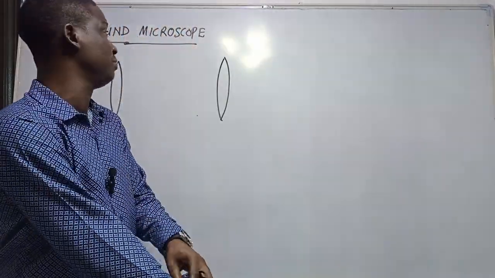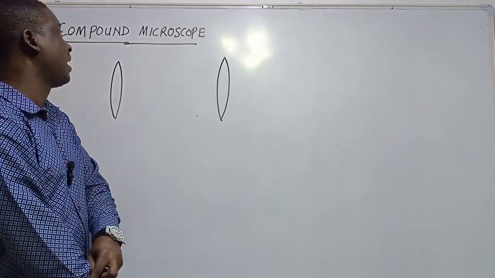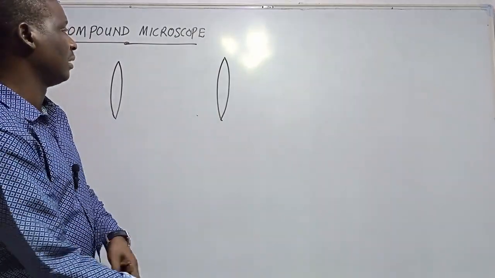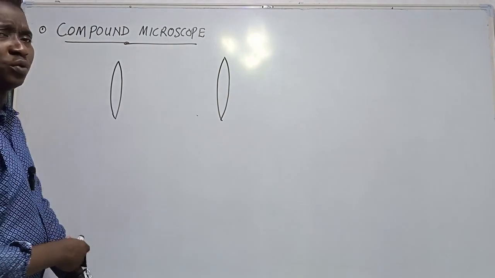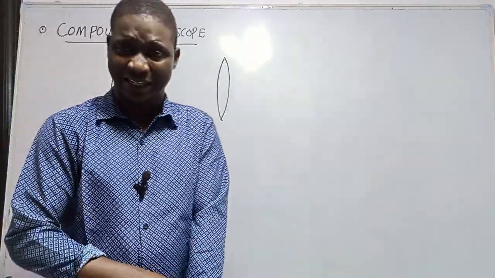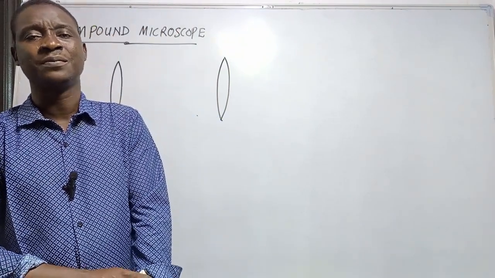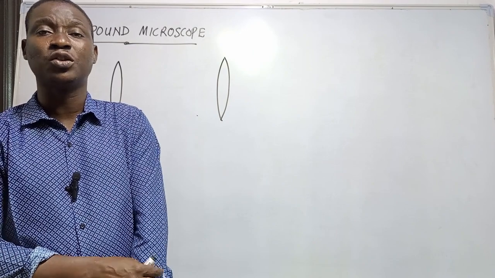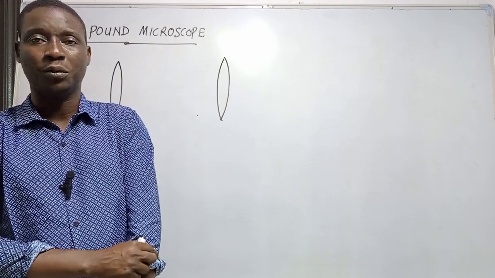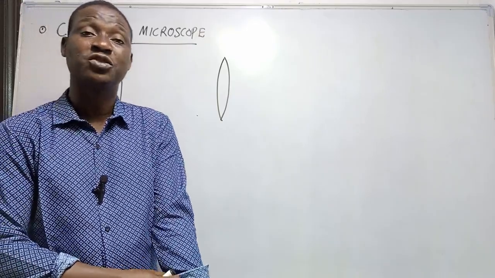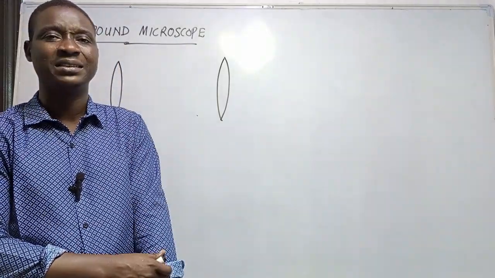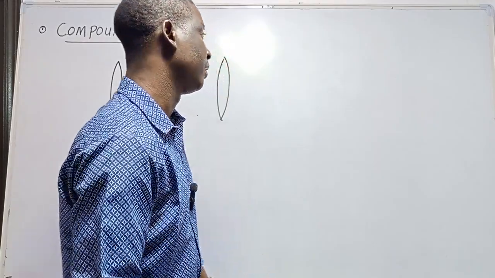This time around, we are going to be looking at a compound microscope. I believe you should understand that a compound microscope is an optical instrument. If you don't know, it's an optical instrument used to observe tiny objects.